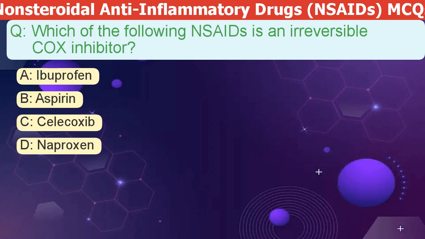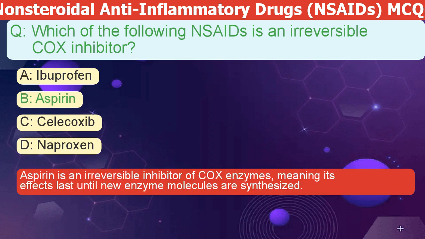Which of the following NSAIDs is an irreversible COX inhibitor? A. Ibuprofen. B. Aspirin. C. Celecoxib. D. Naproxen. The correct answer is B. Aspirin is an irreversible inhibitor of COX enzymes, meaning its effects last until new enzyme molecules are synthesized.